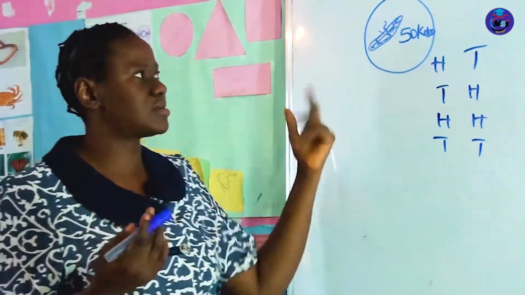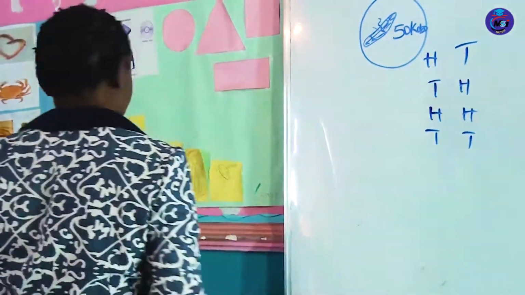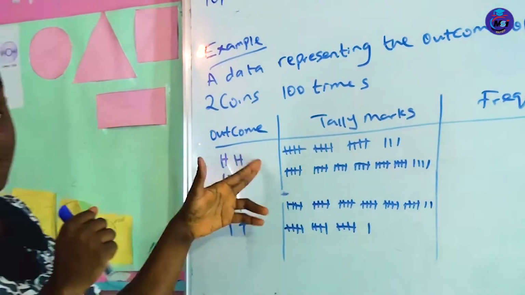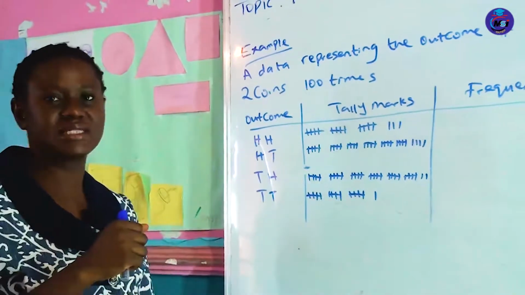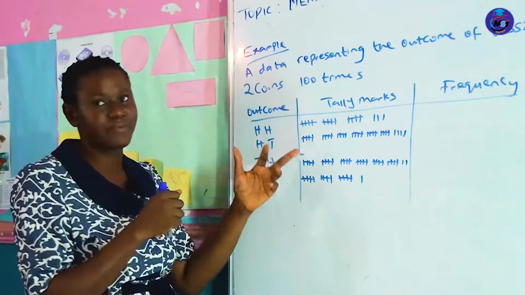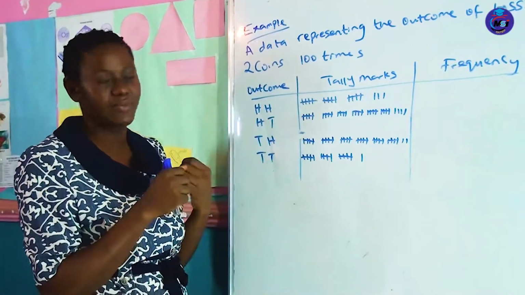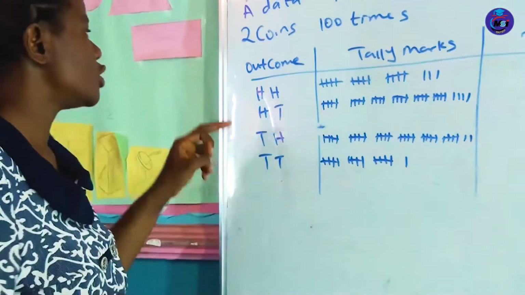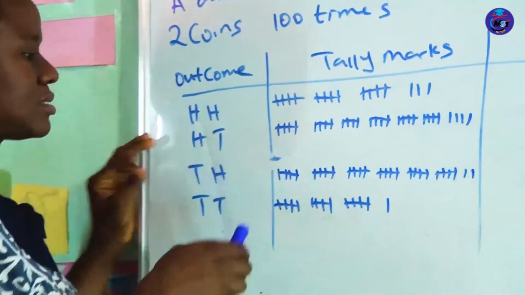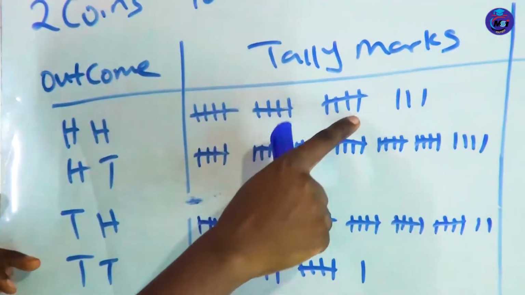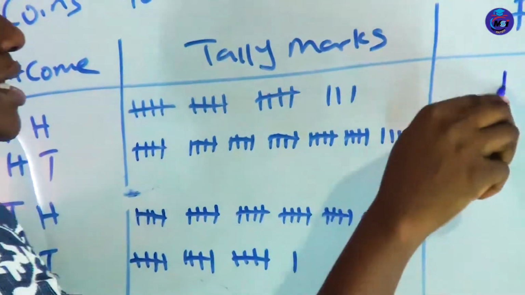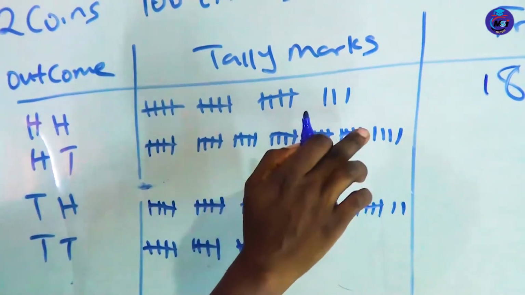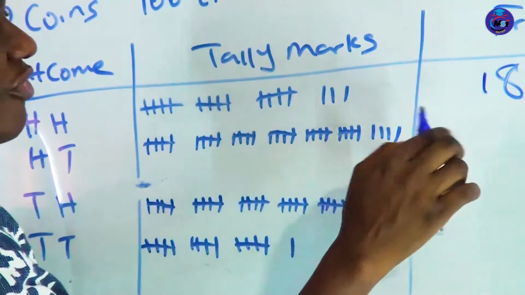So I have questions on this. I want us to try it out. Two coins were thrown 100 times and this was the result in tally marks, and then we need to find how many times head appeared, how many times head tail appeared, how many times tail head appeared, and how many times tail appeared. So let's go. Remember your tally marks. This 5, 10, 15, 16, 17, 18. So this 18, 5, 10, 15, 20, 25, 30, 31, 32, 33, 34.